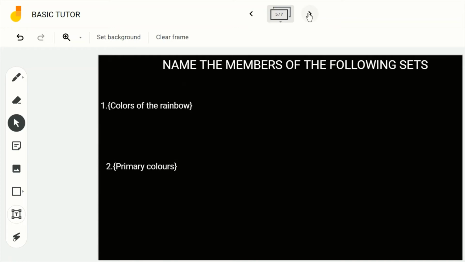Now, let's look at another way that we can see questions in exams. For example, we can be asked to name the members of a set. For example, we are given a question: colors of the rainbow. What are the elements of the set? So therefore, I can draw my braces first.